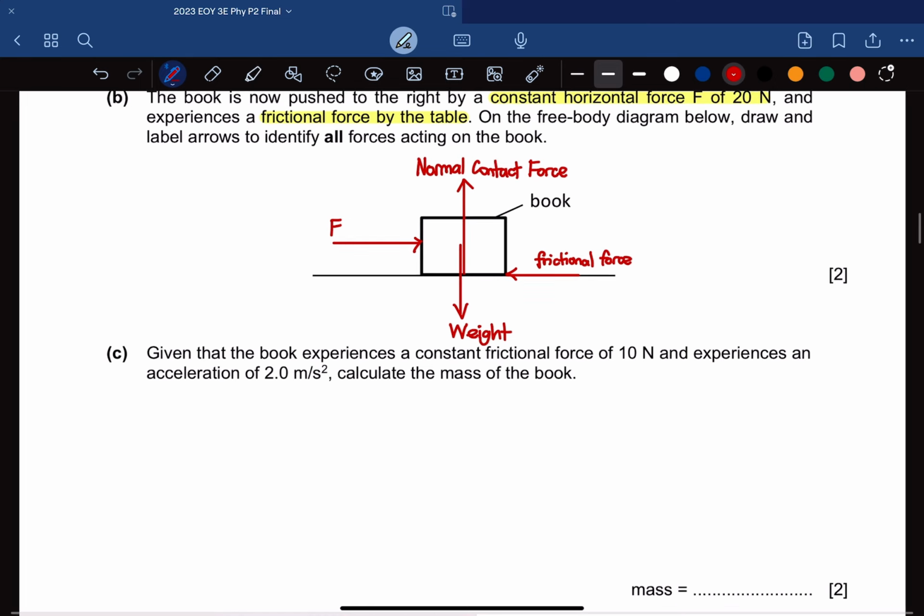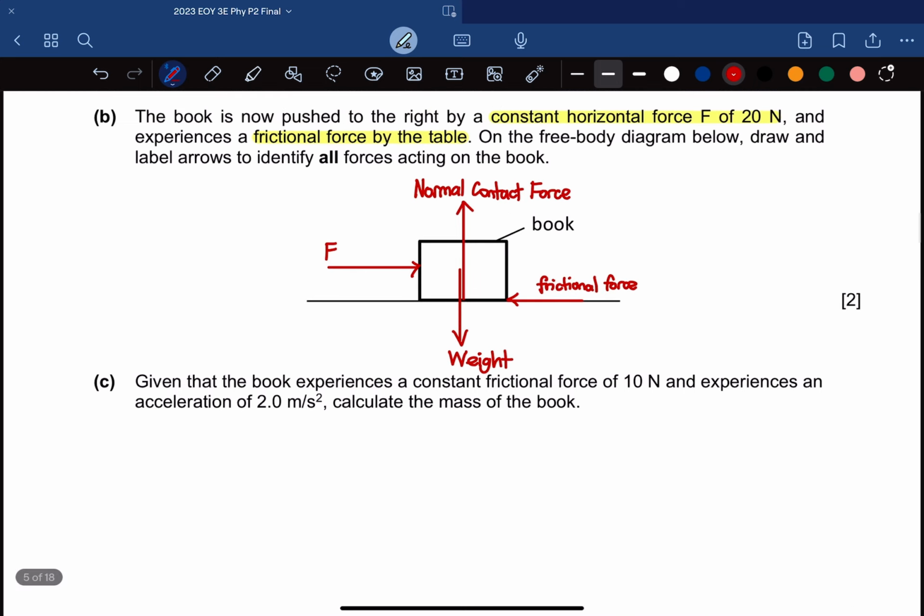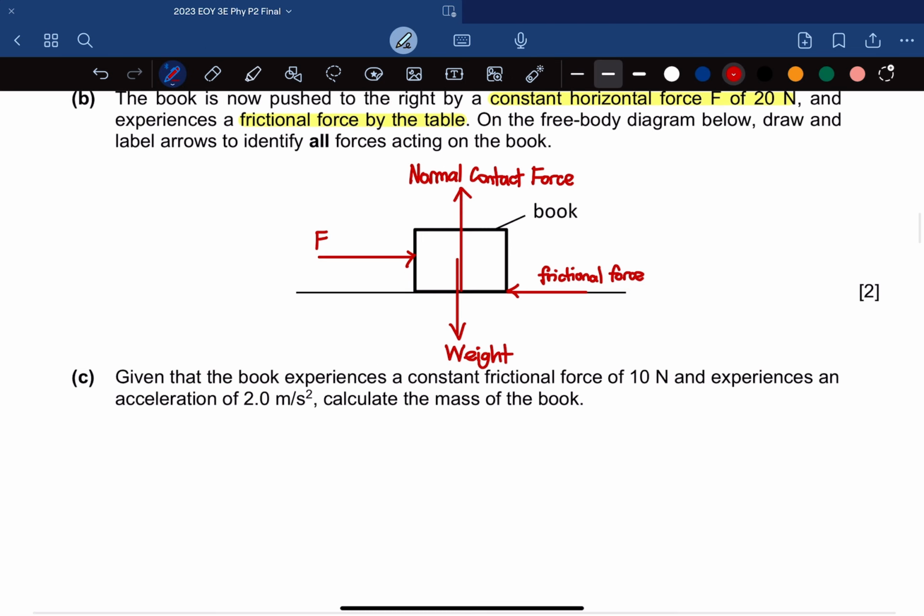For question 4 part C, given that the book experiences a constant frictional force of 10 Newton and experiences an acceleration of 2 meter per second square, calculate the mass of the book. So first, we know that the rightwards force given by the question in part B would be 20 Newton. And we know that this frictional force here is 10 Newton. So therefore, the resultant force acting on the book is equal to the 20 Newton towards the right minus the 10 Newton frictional force acting towards the left. And therefore, my resultant force acting on the book will be 10 Newton to the right.